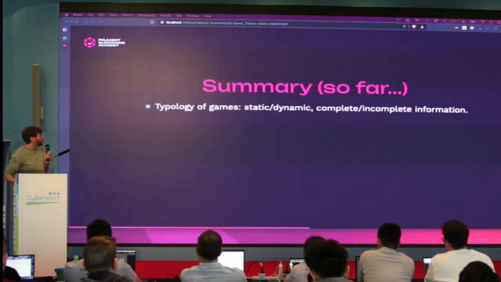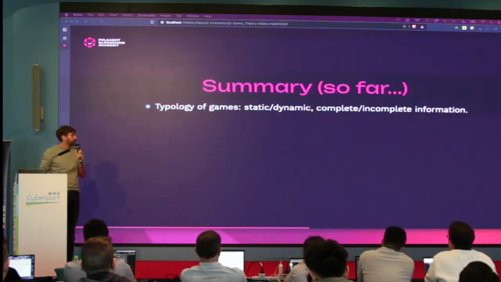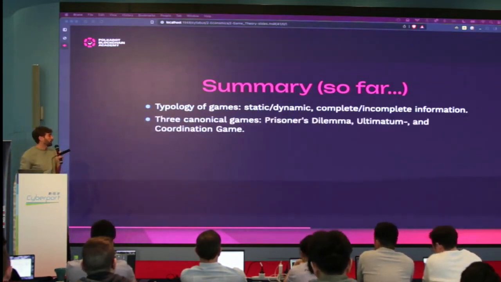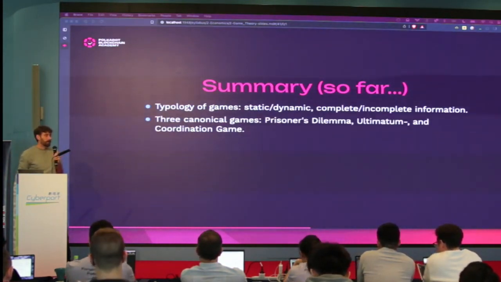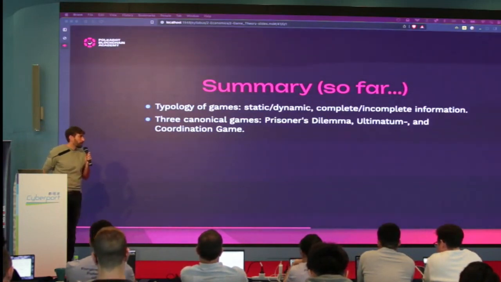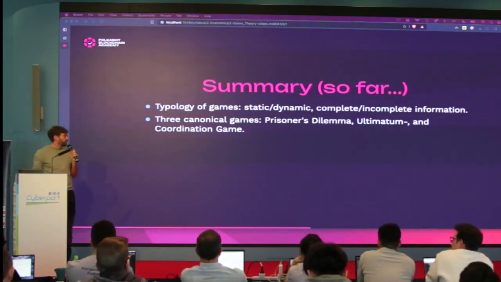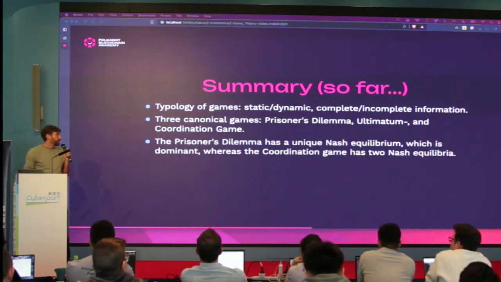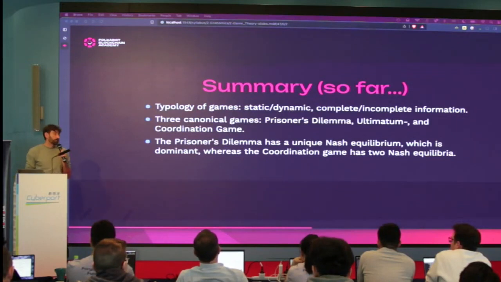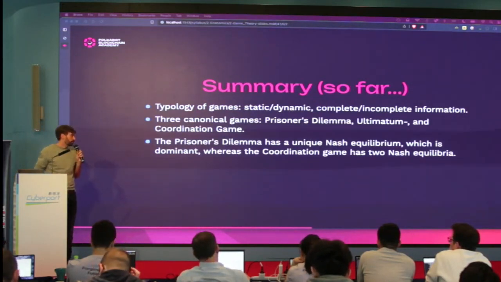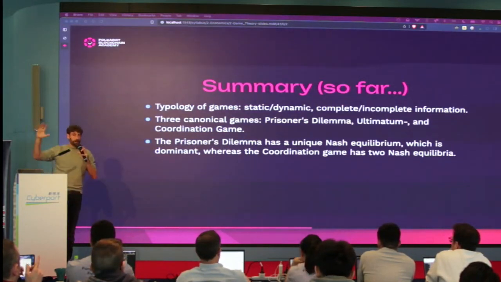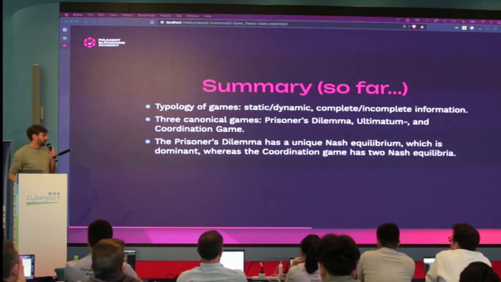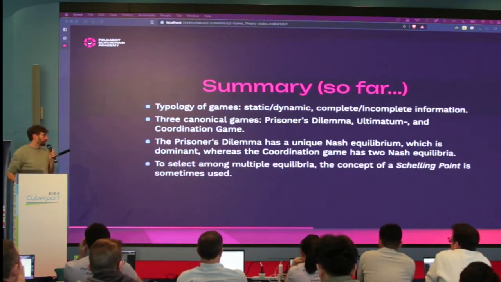So the summary so far, we have the typology of games. We talked about static and dynamic games, complete and incomplete information. We saw 3 canonical games that have been studied quite extensively in literature: the Prisoner's Dilemma, the Ultimatum game, and the Coordination game. The Prisoner's Dilemma has a unique Nash equilibrium, which is also dominant. So there's a dominant strategy, whereas the Coordination game has 2 Nash equilibria. And you can make the matrix bigger, right? It doesn't change much. And to select among multiple equilibria, the concept of a Schelling point is sometimes used.